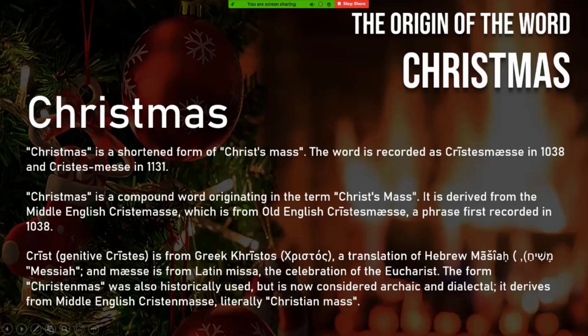Christmas is a compound word originating from the terms Christ's Mass. It is derived from the Middle English Christmas. It is from the Old English Christusmas, a phrase recorded in 1038. Christ, genitive Christes, is from the Greek Christos, a translation of the Hebrew Messiah. And Massi is from the Latin Missa, the celebration of the Eucharist. The form Christen Mas was also historically used, but is now considered archaic and dialectical. It derives from Middle English Christen Mas, literally Christian Mass.